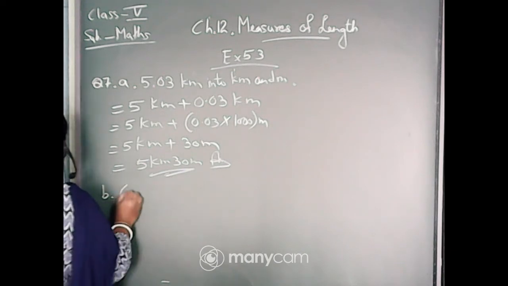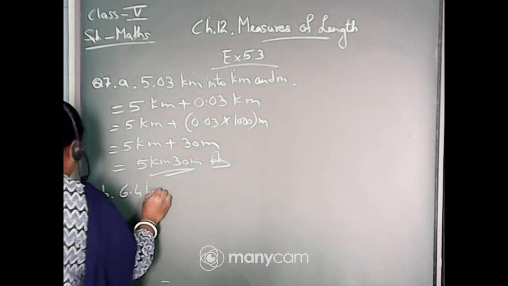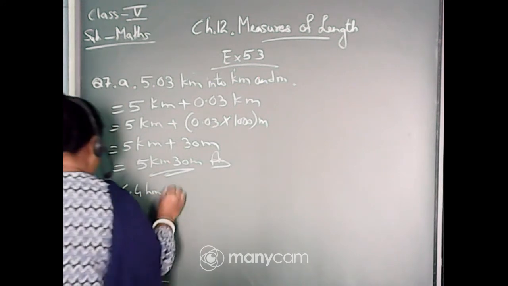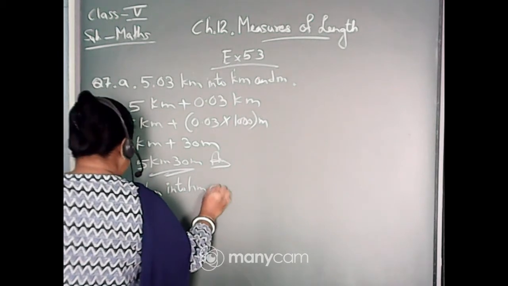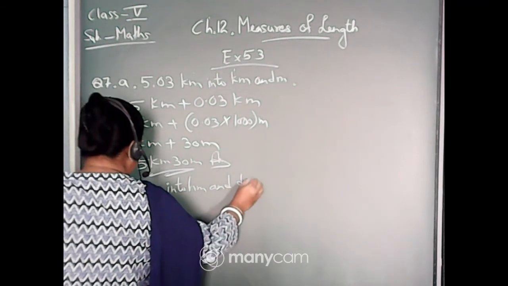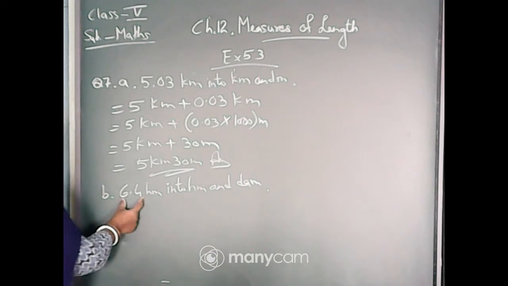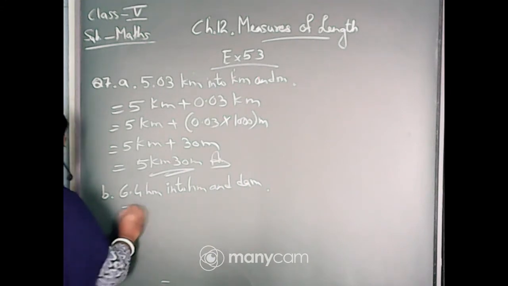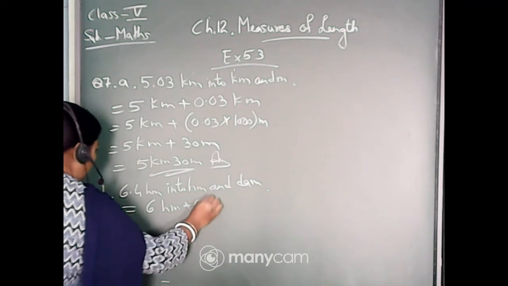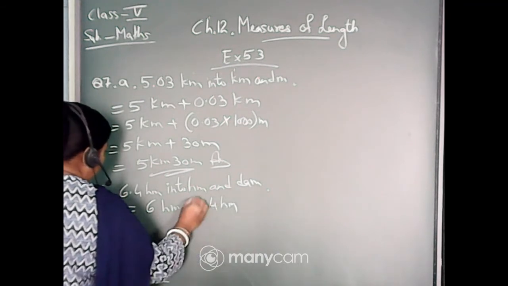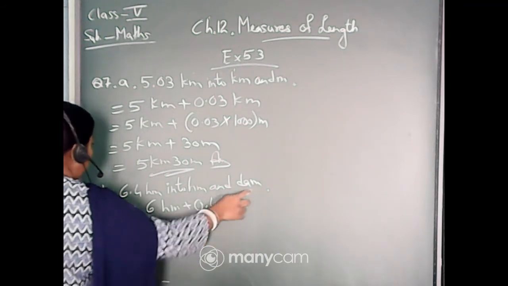Number B is given 6.4 hectometer, and you have to change it into hectometer and decameter. The same thing, isn't it? The whole thing is given in hectometer. Now you will break it. That means 6 hectometer plus 0.4 hectometer. Now this 0.4 hectometer you have to change into decameter.